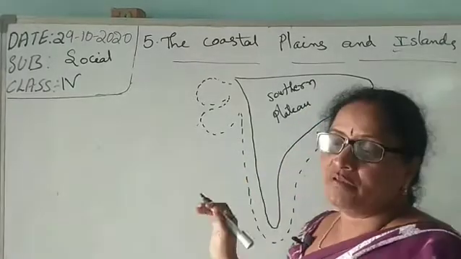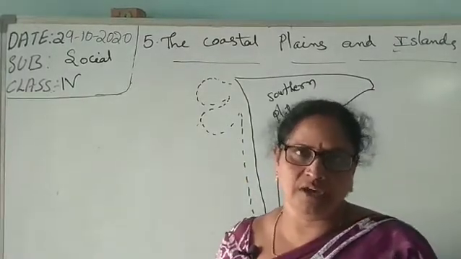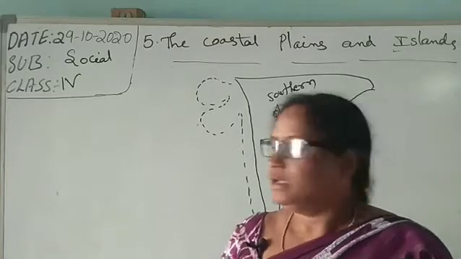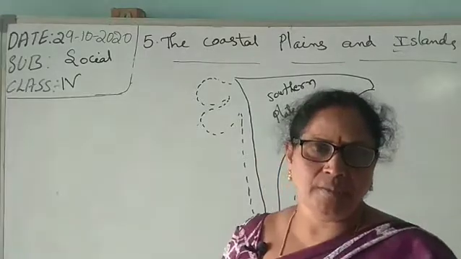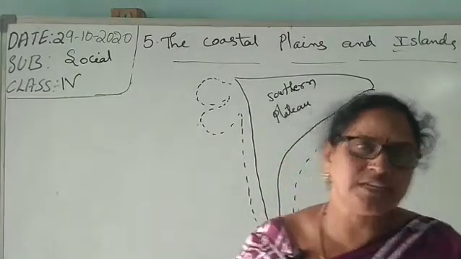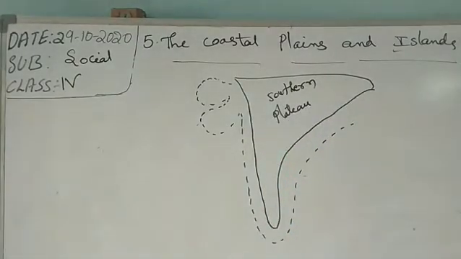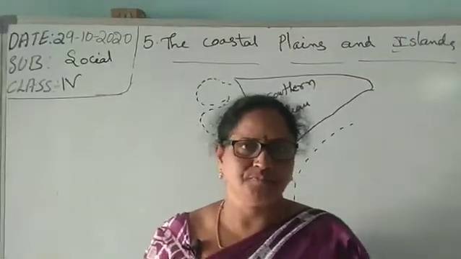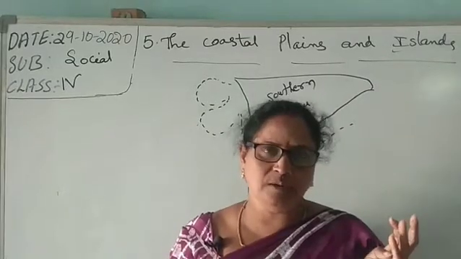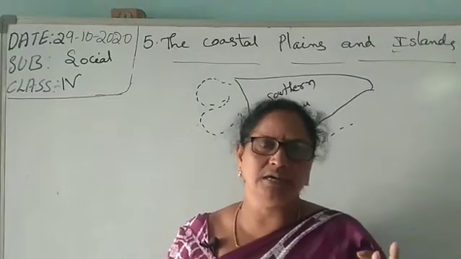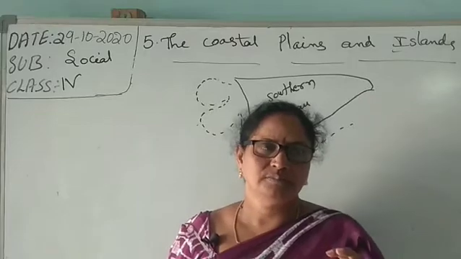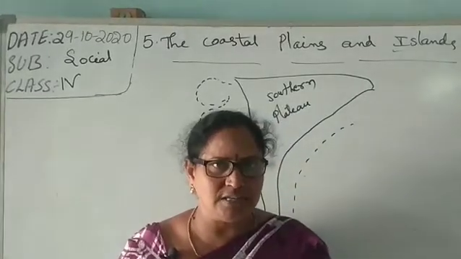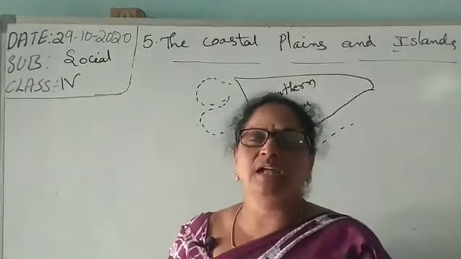It is one of the physical features of our India. What are the physical features of India? Already we learned about the physical features of India. First one is the northern mountains. Second one, the northern plains. Third one, the great Indian desert. The fourth one, the southern plateaus. And the last one is the coastal plains and islands.